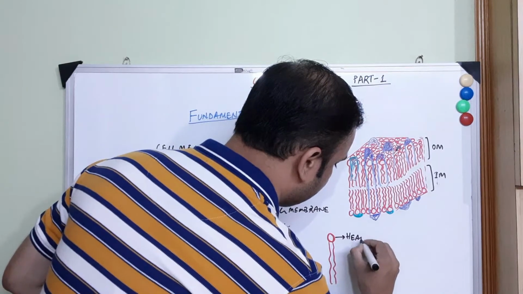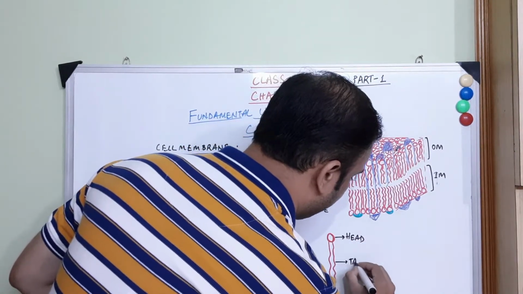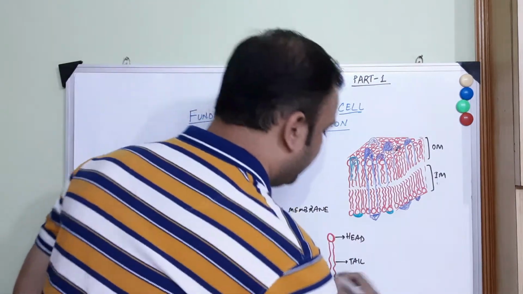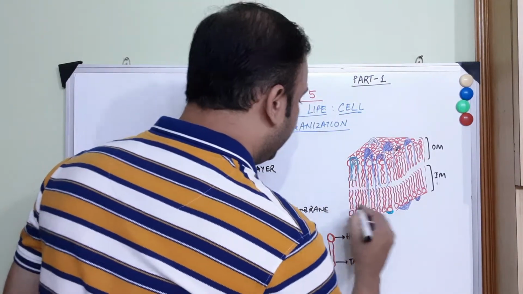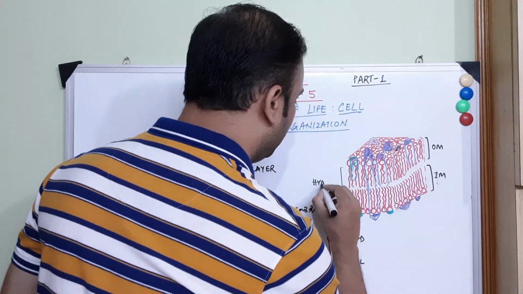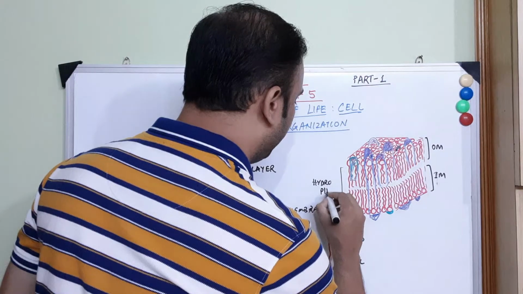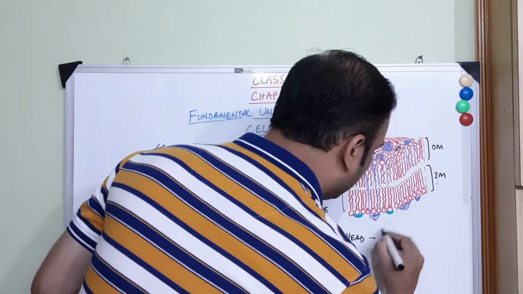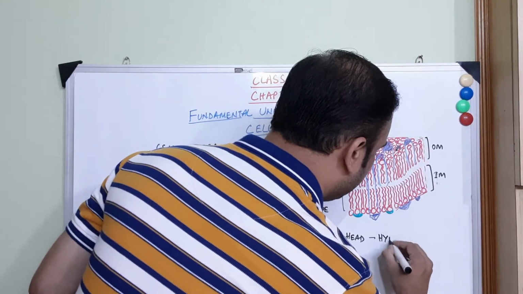It is a head and this is the tail. You can find that the tails are facing each other. So why are they so? Because they are hydrophobic. So we can say this tail is hydrophobic, मतलब इनको पानी से डर लगता है. And the head is hydrophilic. So these heads are hydrophilic.